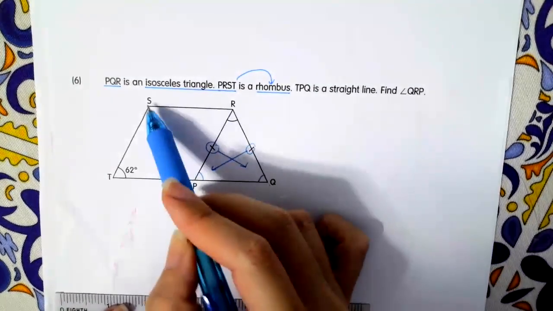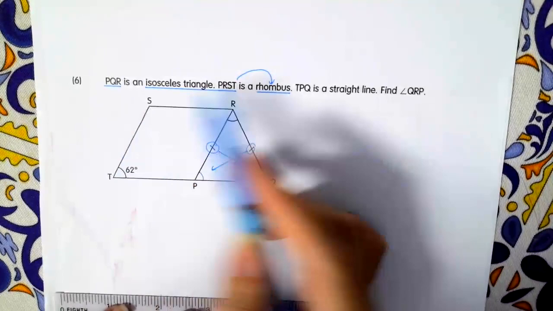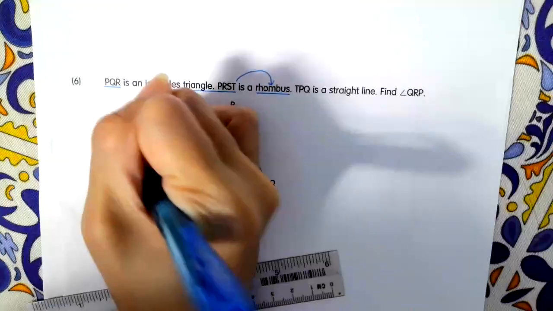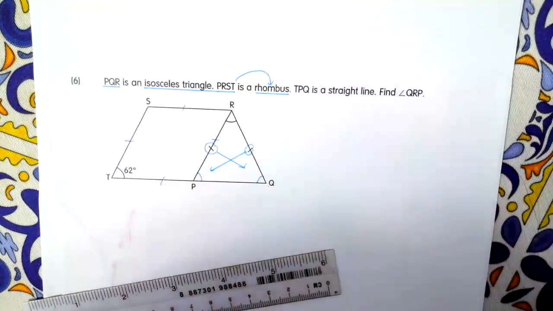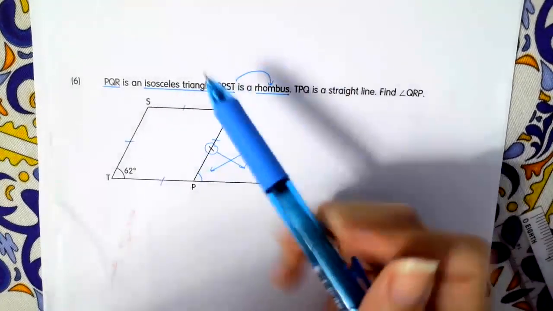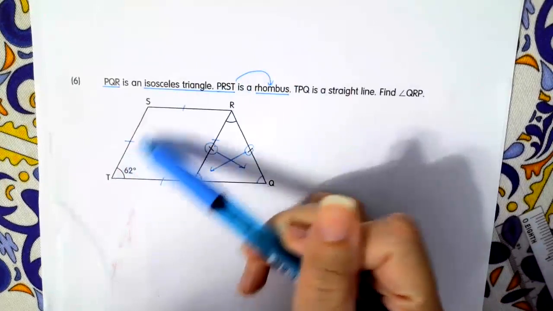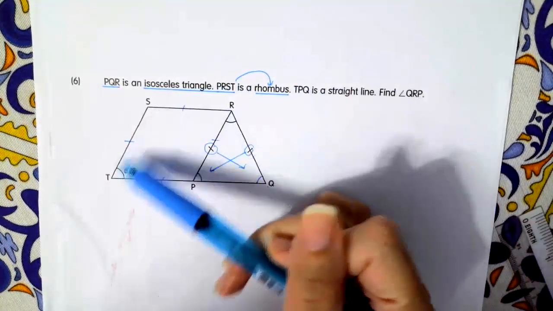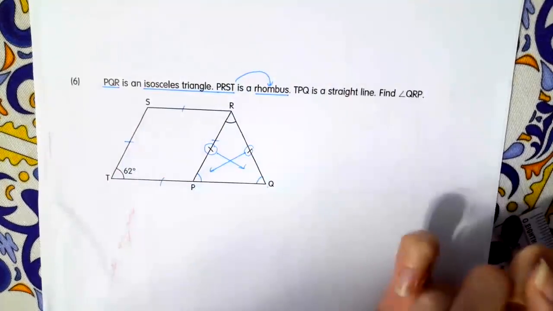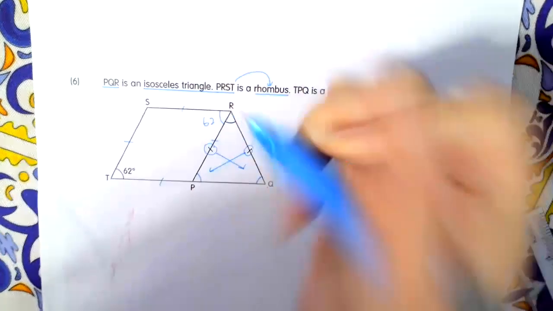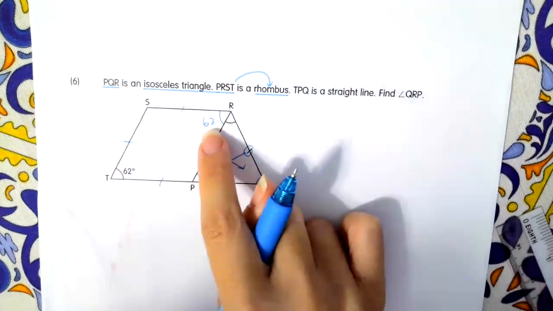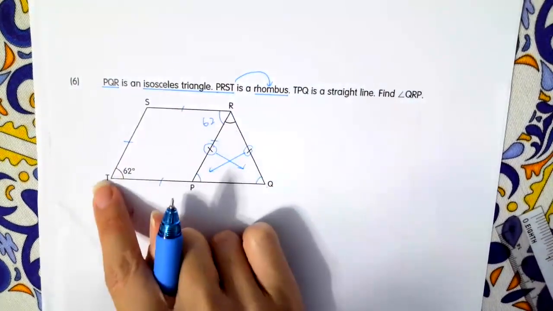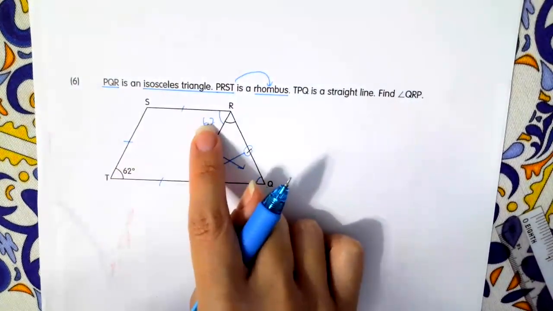PRST, this is a rhombus. Rhombus means that there are four equal sides. And also that angles between parallel lines add up to 180, both ways, this way and this way, they are both 180. And then diagonally opposite angles are the same. So diagonally opposite this is 62. So we know for sure before starting other parts that opposite this is 62.